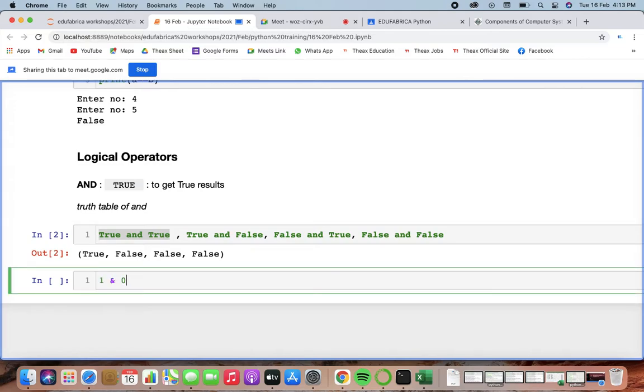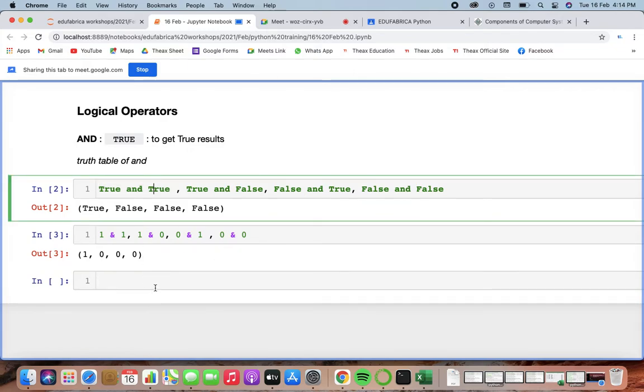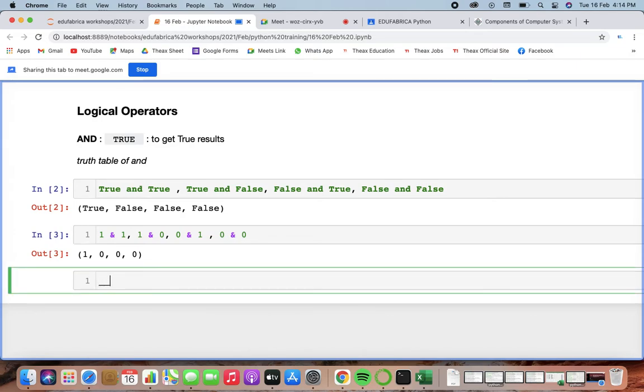Now this can also be solved with 1 and 0. Let's check 1 and 1 first, true and true: 1 and 0, 0 and 1, and 0 and 0. Clear? Here also 1 and 1 is 1, 1 and 0 is 0, 0 and 1 is 0, and 0 and 0 is 0. Similarly, the next one is OR. This gives you false only when both situations are false.